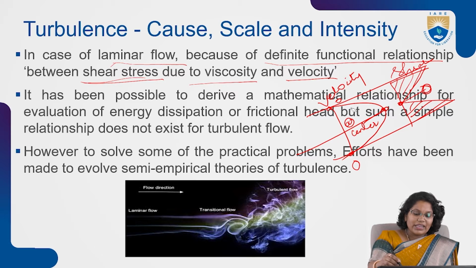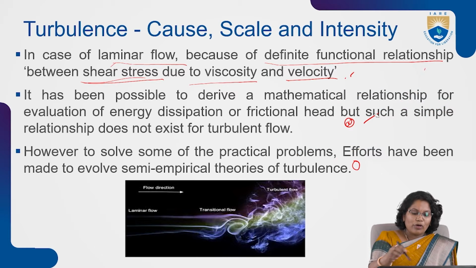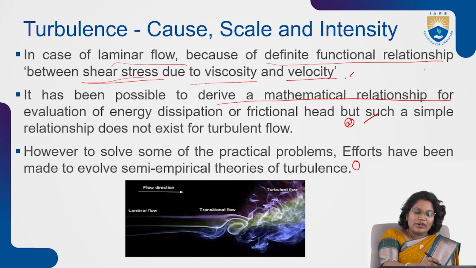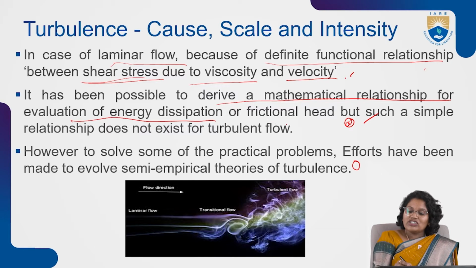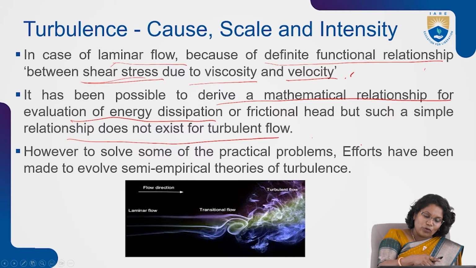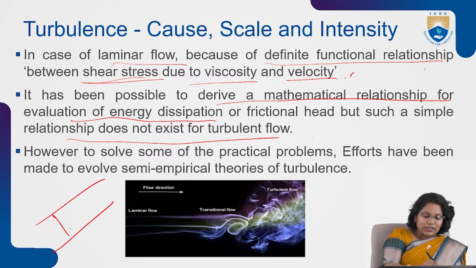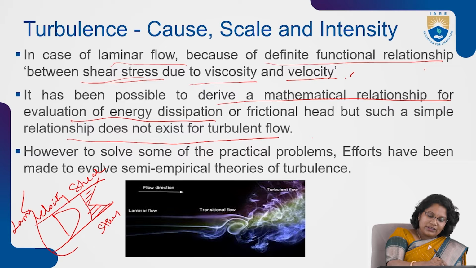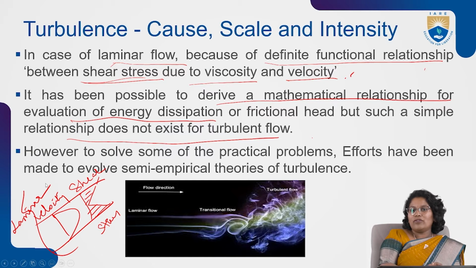So here it has been possible to derive a mathematical relationship for evaluating the energy dissipation of our frictional head, but such a simple relationship does not exist for turbulent flows. In laminar flow, just now we said that it is parabolic and this is your shear stress. This is your shear stress diagram and this is your velocity distribution diagram. This is for laminar flow, right?